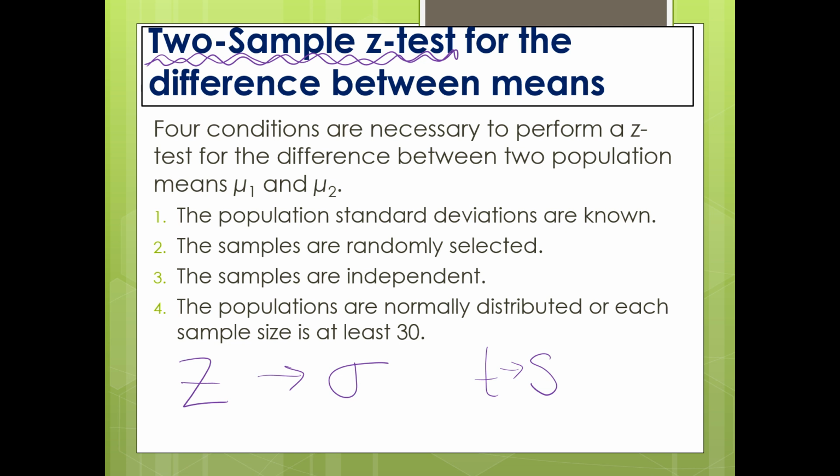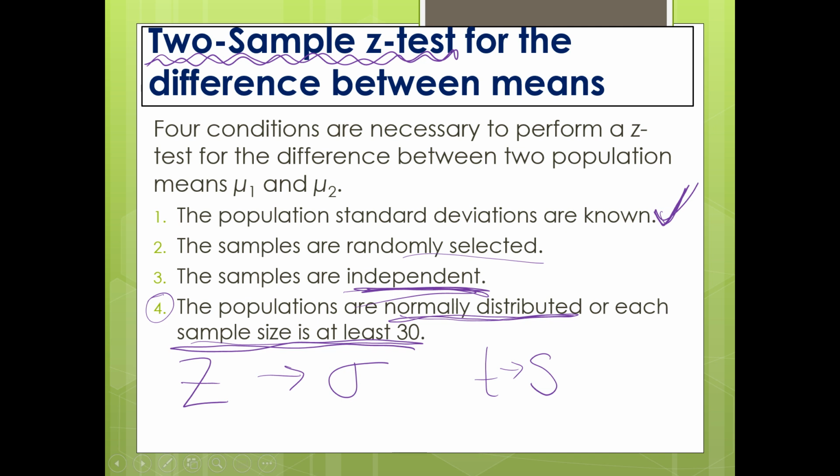Okay, so we have 4 conditions, and what I just talked about is the first one. So our population standard deviations are known. We have randomly selected samples. We have independent samples, okay? Again, that's what we did in the first couple of slides of this. When we have dependent samples, it's a different test, so we'll get to that later. And then this fourth condition has been the same in Chapter 7 also. We have to have either normally distributed populations, that's what lets us use our z, or our sample size is at least 30, because then it starts to approach the normal distribution anyway.